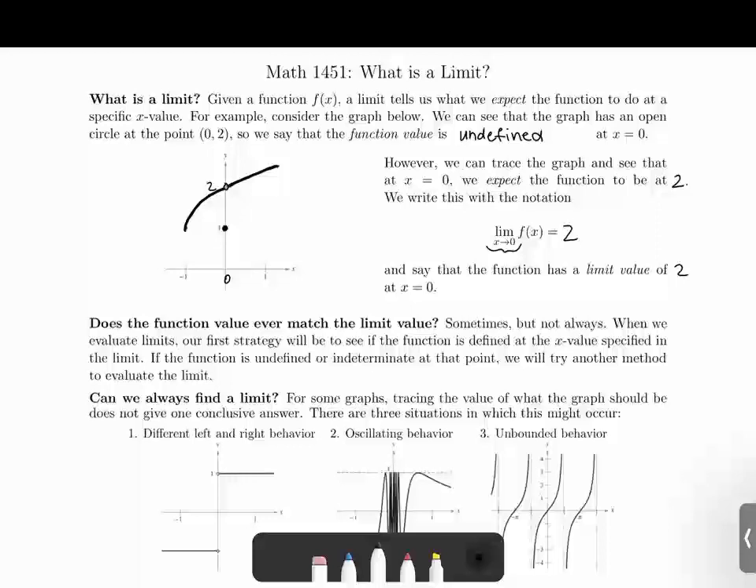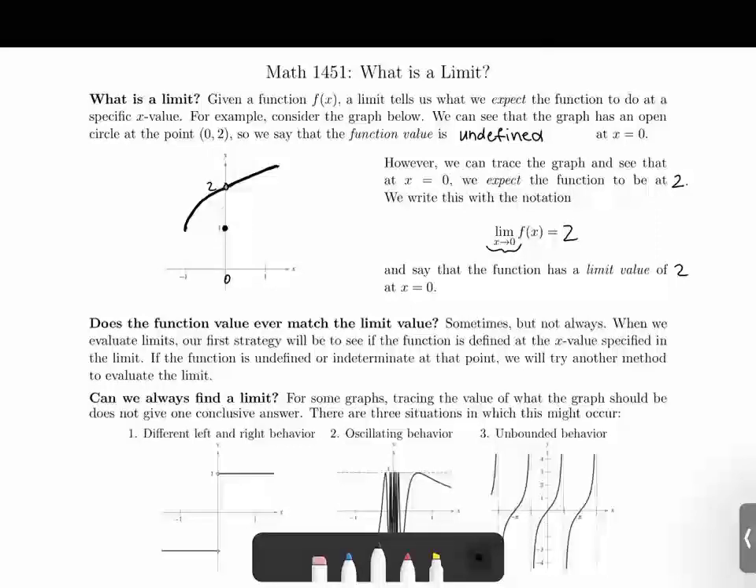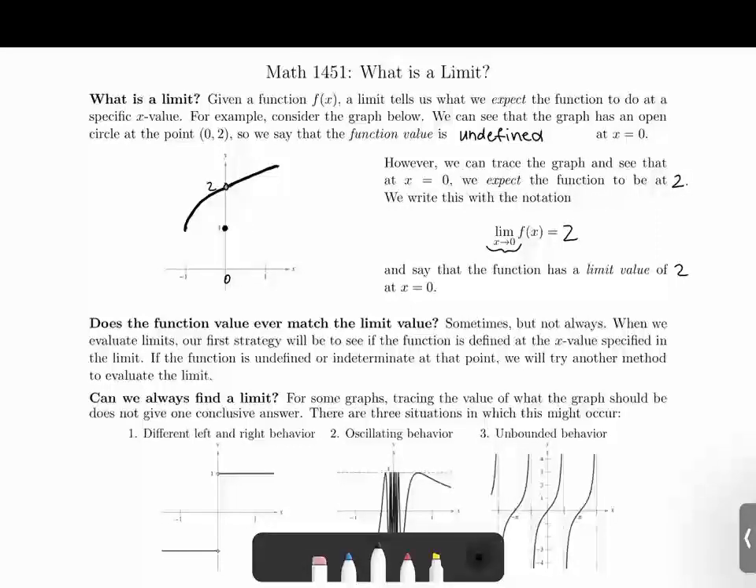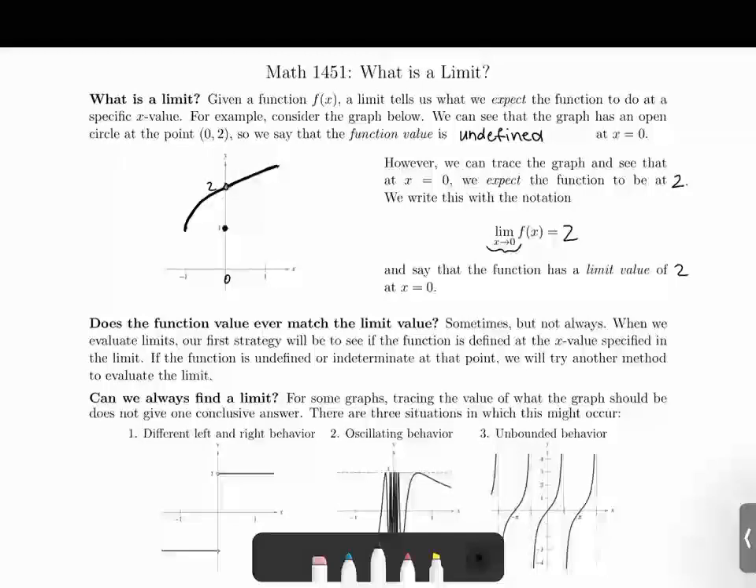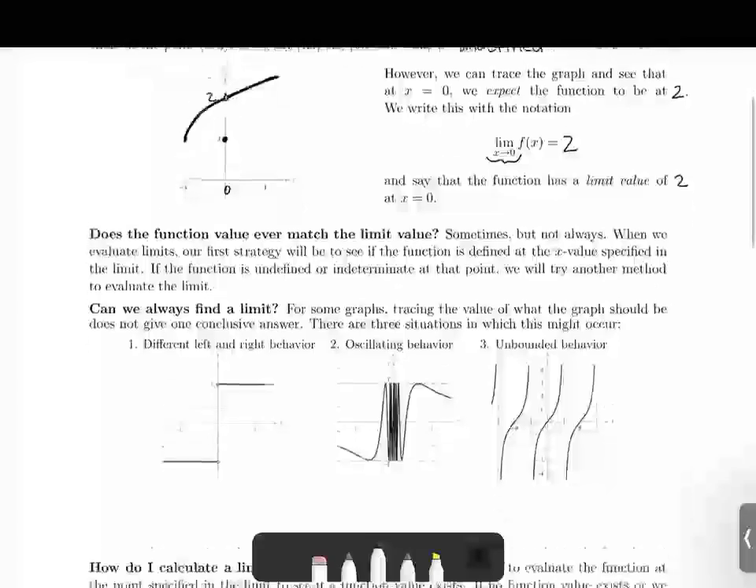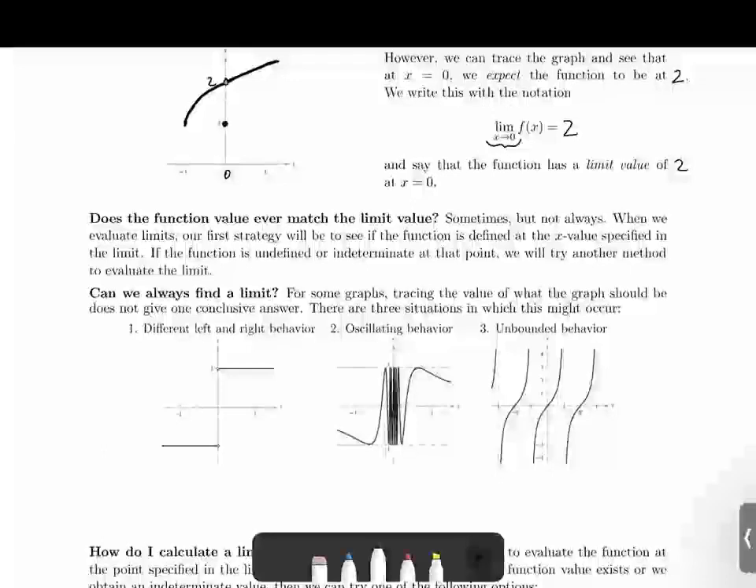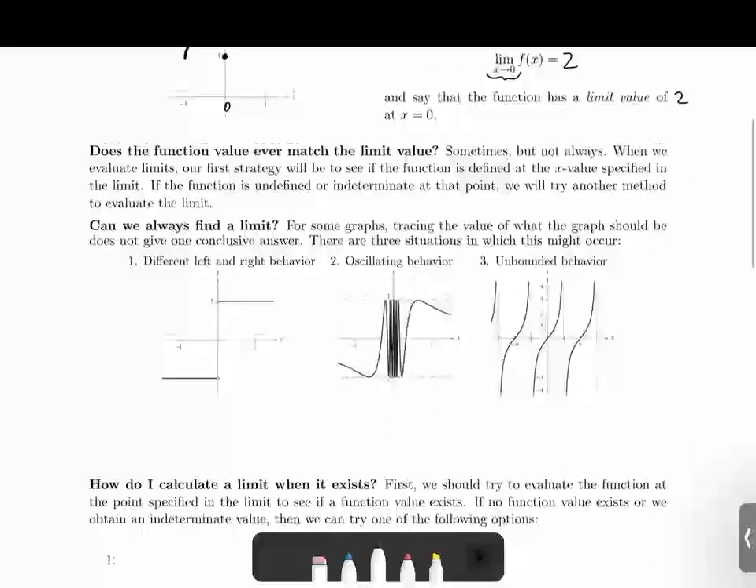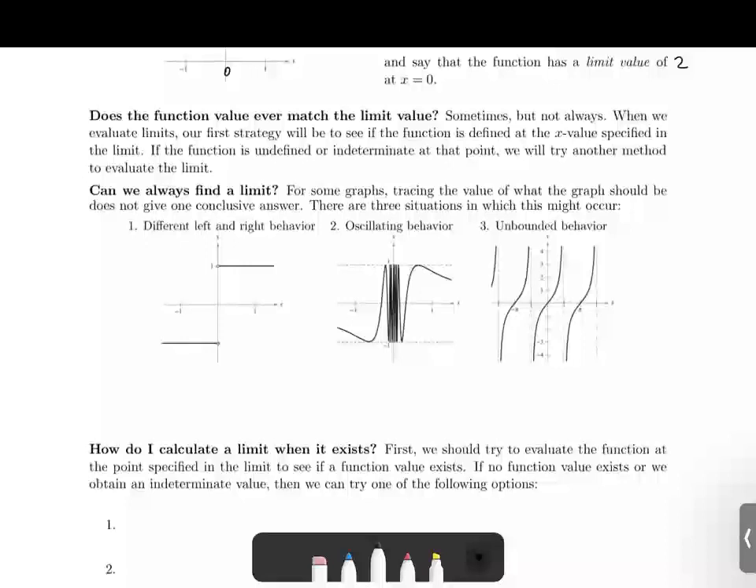Looking at the limit value is essentially zooming out, looking at the rest of the function and seeing what would happen based on what's happening around that point. If my limit value is not my function value, which may happen, then we have to try other ways to evaluate the limit, but that will also not always be successful. For some graphs, this tracing of what the graph should be doesn't give one conclusive answer. So we're going to look at the 3 scenarios in which this may occur.